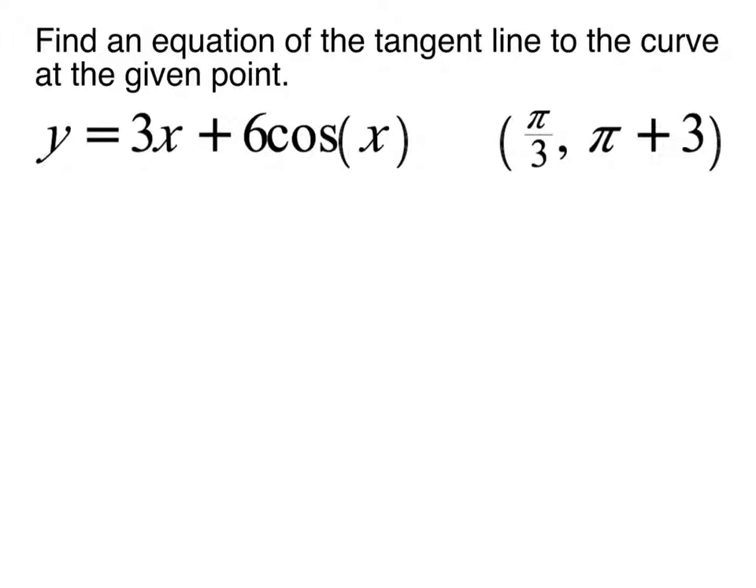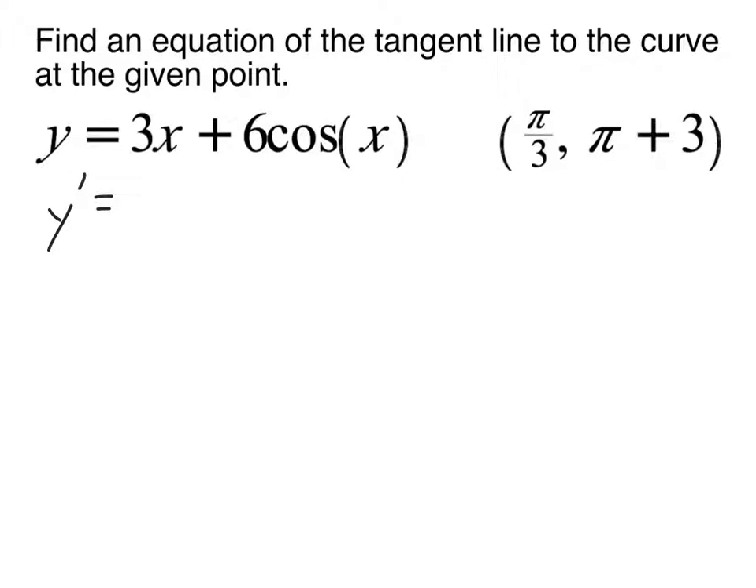So for this one, you notice we're finding the equation of the tangent line, and as soon as I see the word tangent, I'm automatically thinking derivative. Because if I need to know the slope of the tangent line, that means I've got to find the derivative of the function. So step one, figure out what y prime equals.